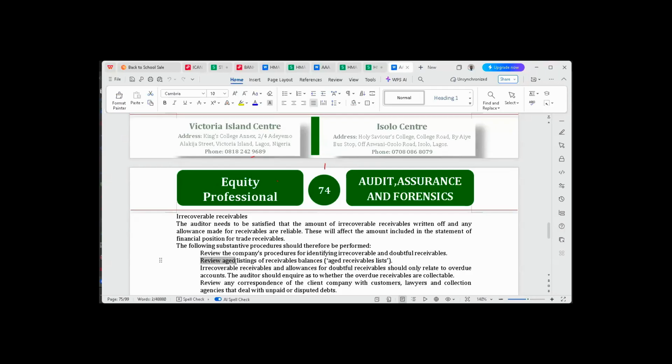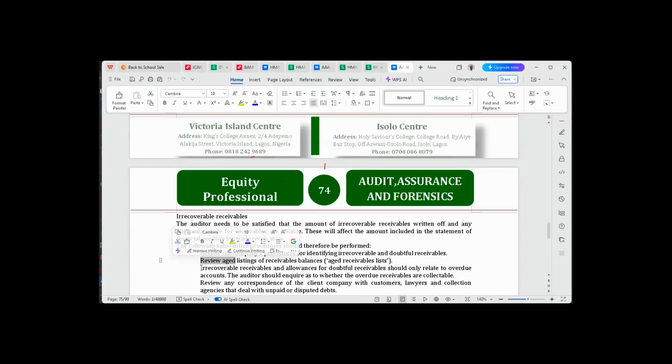Number two, he needs to review the list of receivable balances. Look at the total receivable balance. How many customers are there? What is the value of what they are owing? For how long have these receivables been outstanding? Is it 1 year, 2 years, 3 years? You need to be able to ascertain the period for which the receivables have been outstanding. That is what we mean by reviewing the aged listing of receivable balances. You need to ascertain that.